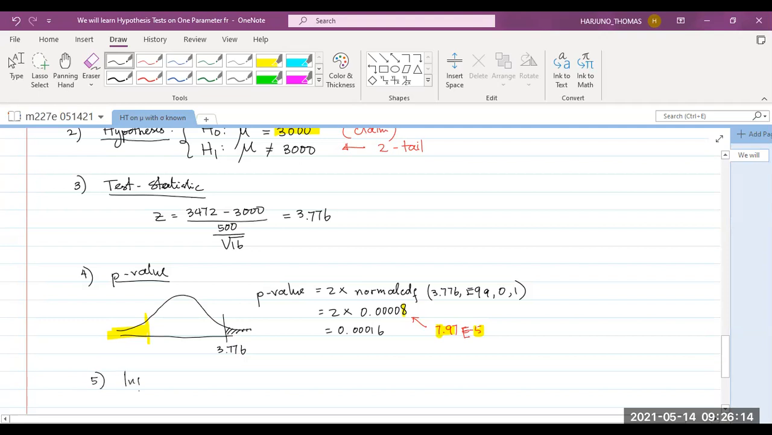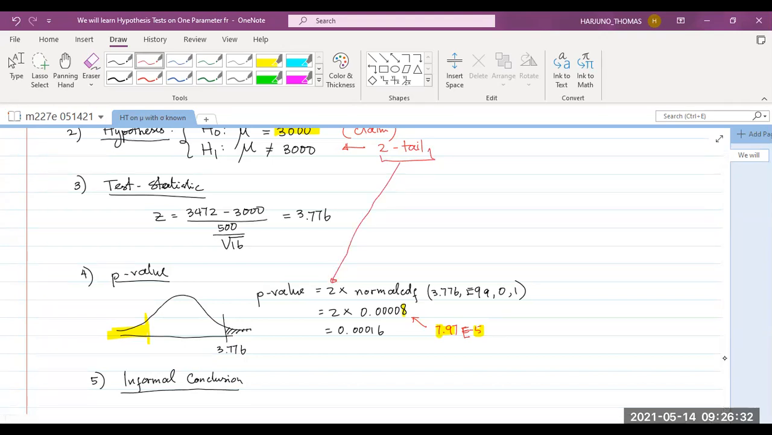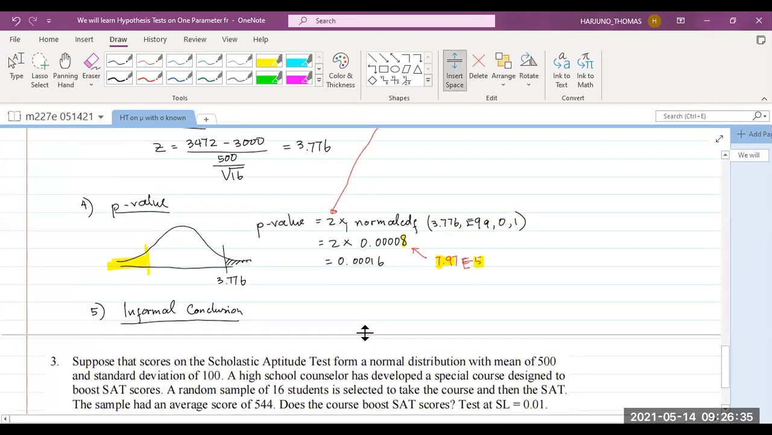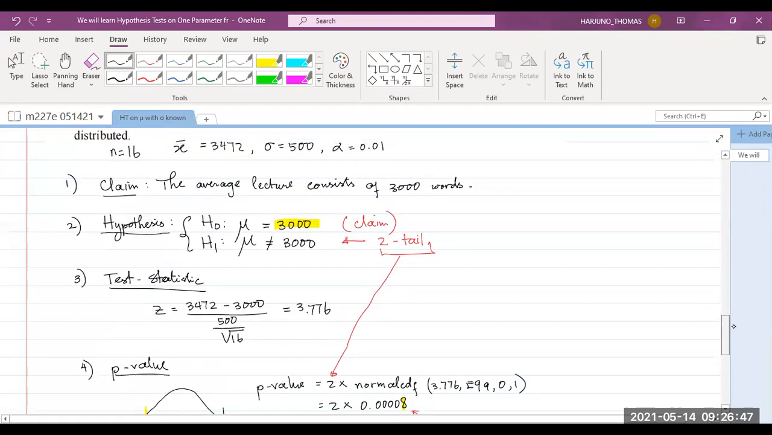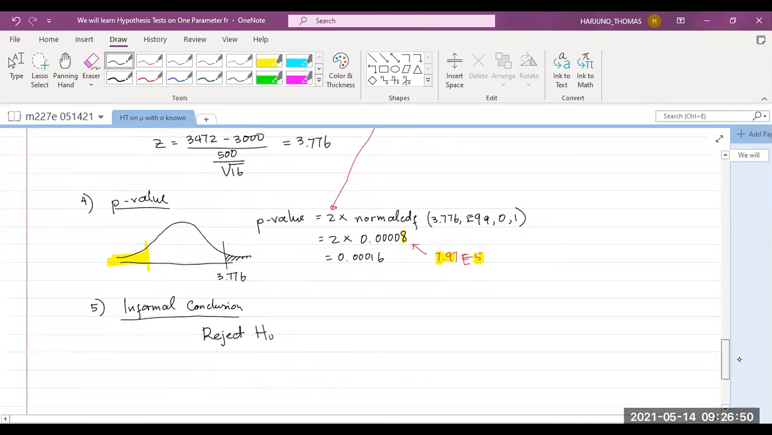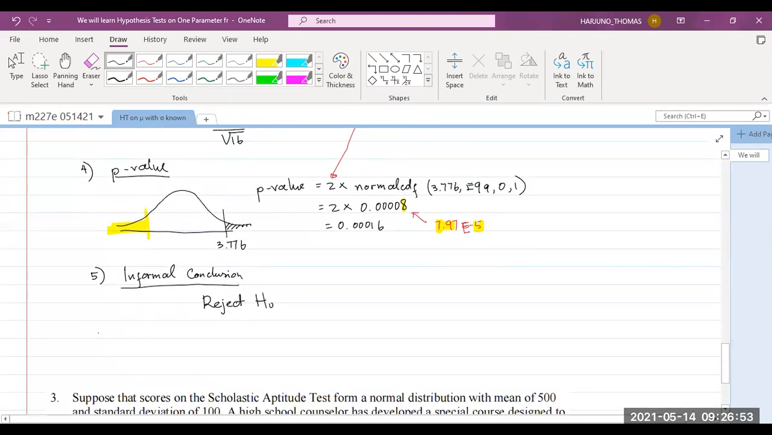So, informal conclusion. Let me point out why we multiply by 2, because it is a two-tailed test. Informal conclusion: we will reject the null hypothesis. Why? Because the p-value is less than alpha. Alpha is 1%, which is already quite strict, but this is still less than that.